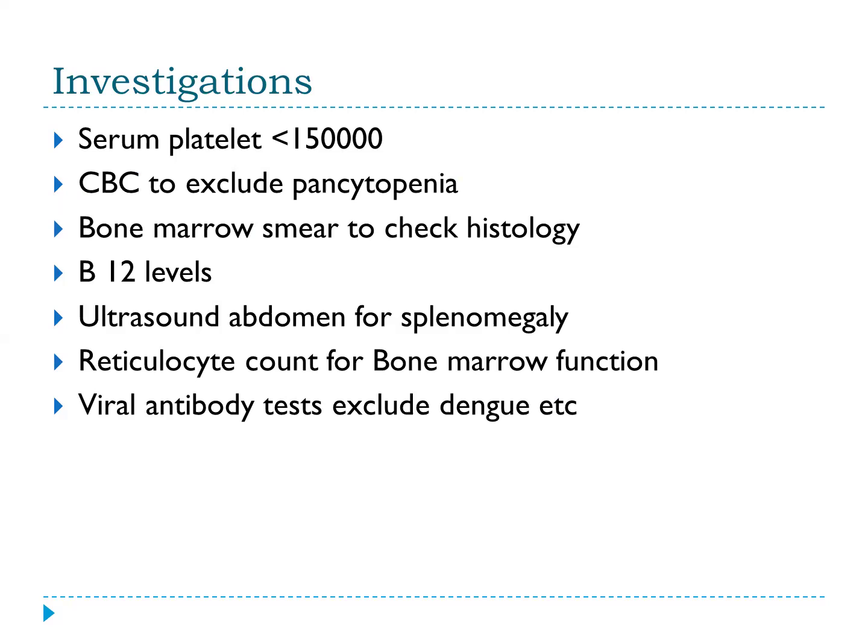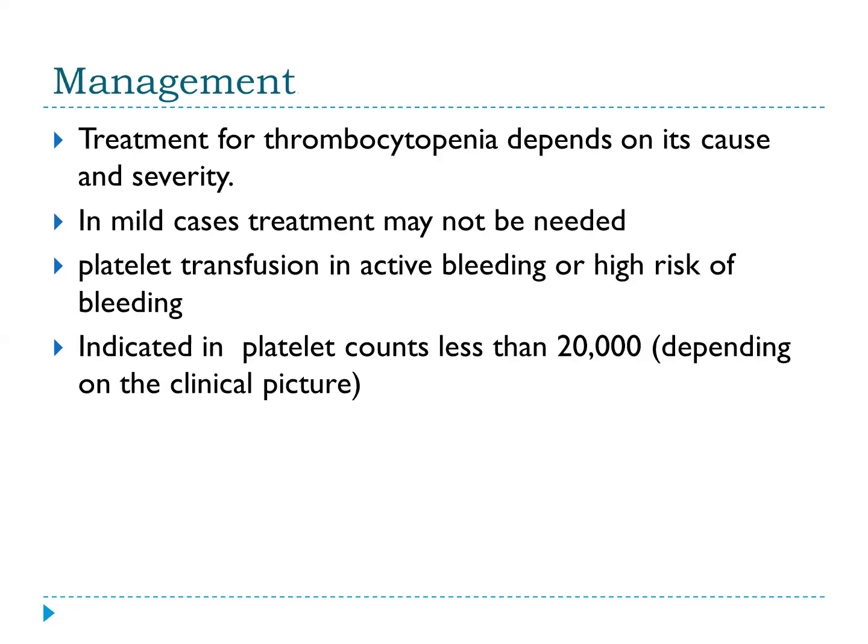So depending on the cause, for example, if you feel that it's just dengue, then you're going to do a viral dengue test. So depending on the history and examination, you are going to do tests for the thrombocytopenia. Treatment of thrombocytopenia depends on the cause. In mild cases, treatment may not be needed. Platelet transfusion is only needed if there's active bleeding, or there's a high risk of bleeding, or the patient is going for surgery or some surgical emergency, and the indication is a platelet count of less than 20,000.